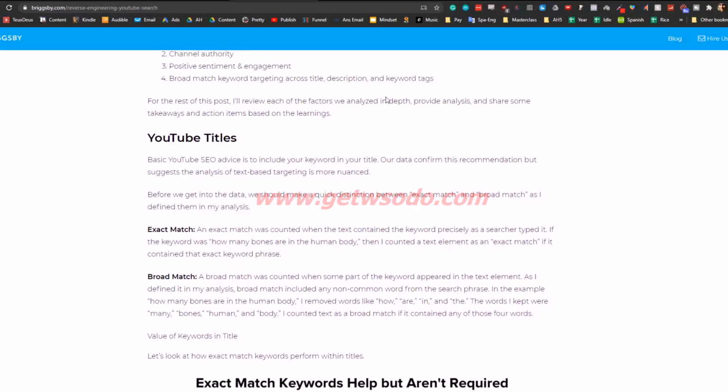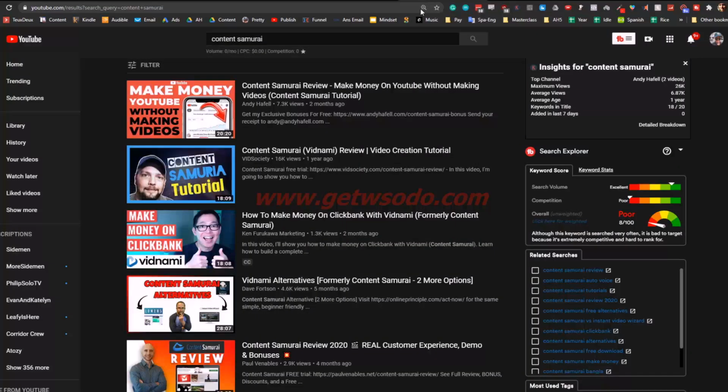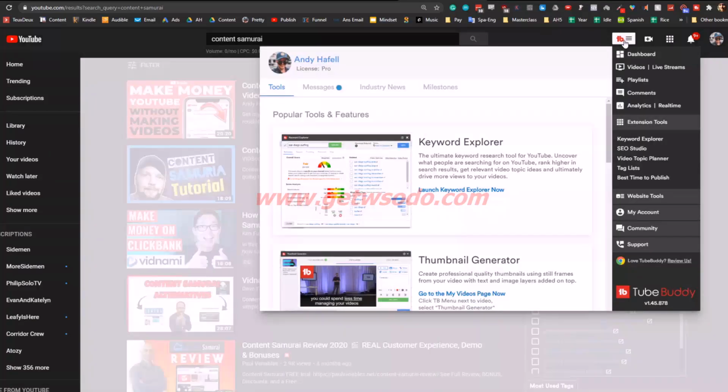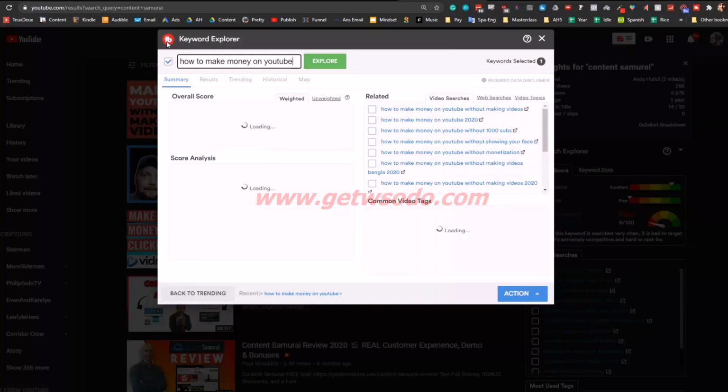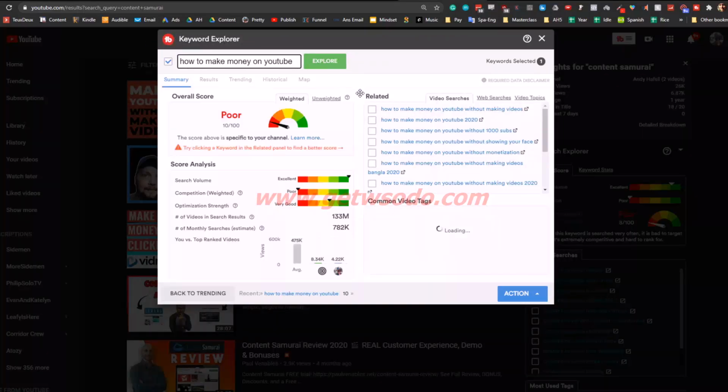But I wanted to go back and show you how to find a keyword that you can try and rank for. If you have a smaller channel or a bigger channel, you can do this. This is by far not the best keyword research method, but this is what I do when I try to rank for specific keywords. So for example, we can go with how to make money on YouTube, and we can go explore. Now I'm using a tool called TubeBuddy, TubeBuddy.com.